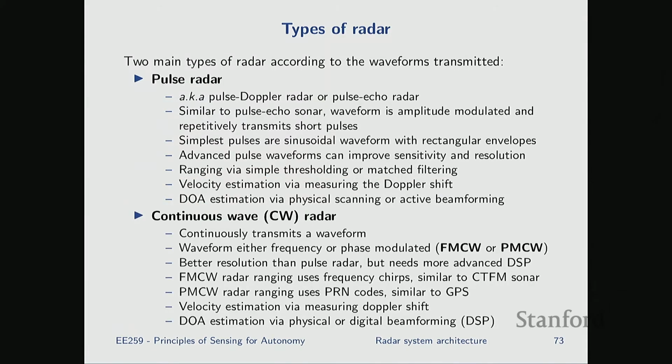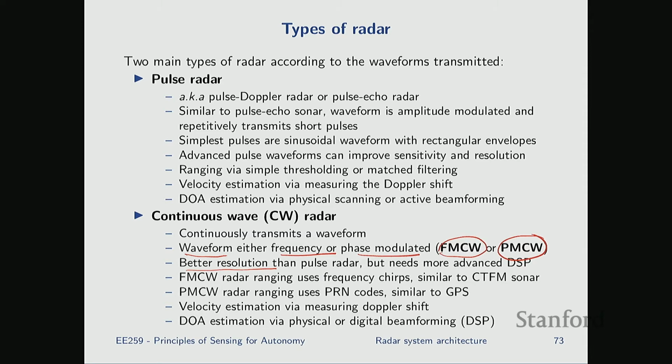Then you have your CW, or continuous wave radar. This is kind of the analog of the CTFM sonar. The waveforms here, first, they continuously transmit. They're never silent. They're just over and over sending the waveforms without stopping. And the waveforms are either frequency or phase modulated. If they're frequency modulated, it's called FMCW radar, frequency modulated continuous wave. If it's phase modulated, it's called PMCW, or phase modulated CW radar.